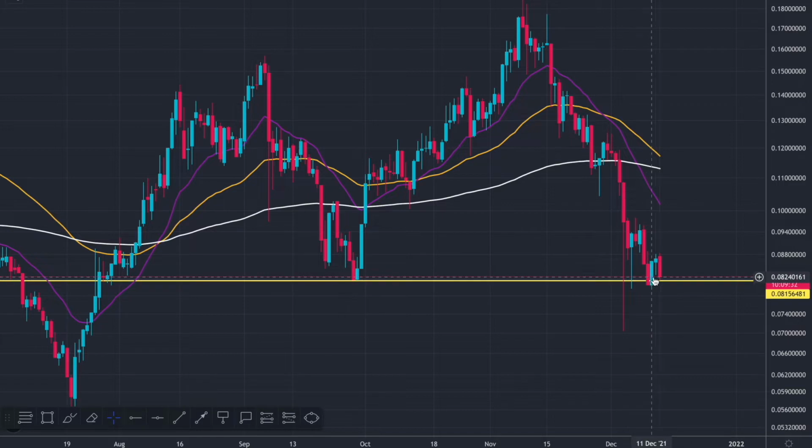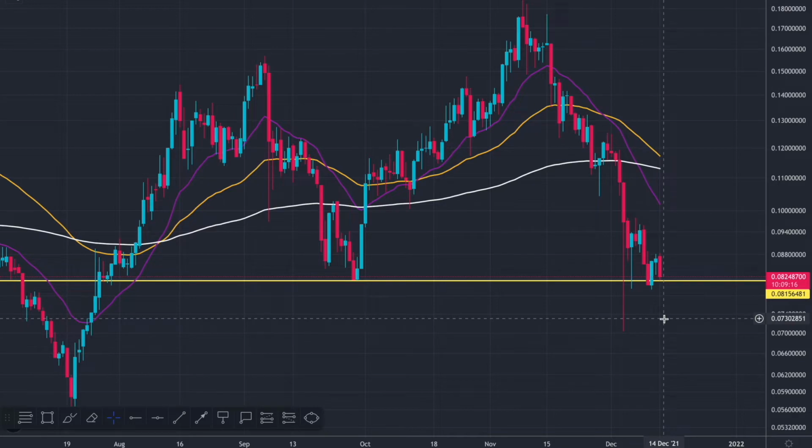Reason being is because if we do close below, that is then creating a lower low on the daily because it'll be lower than this low here, which is bearish signs. It's a downwards continuation sign. So hopefully we can hold that for the daily. So I just wanted to squeeze that in there just to start with.